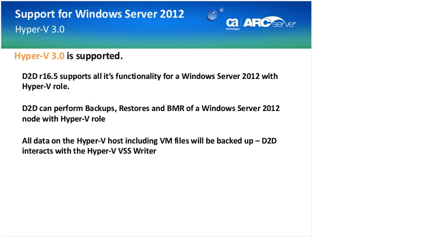Of course, Hyper-V 3.0 is fully supported in the image-based backup. So T2T 16.5 supports all its functionalities for a Windows Server 2012 with Hyper-V world. That means that you can install T2T into a Windows Server 2012, whether it's a normal server or a Hyper-V. T2T can be used to perform backup, restore, or even bare metal recovery, or so-called BMR, of the entire Windows Server 2012 with a Hyper-V world included.